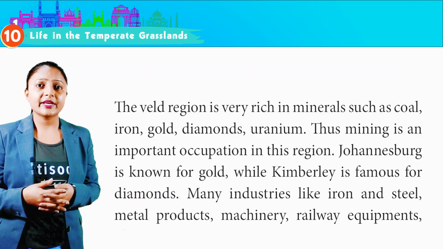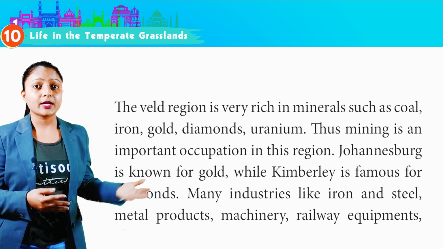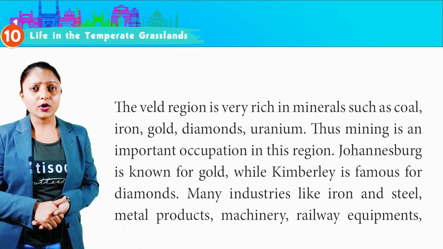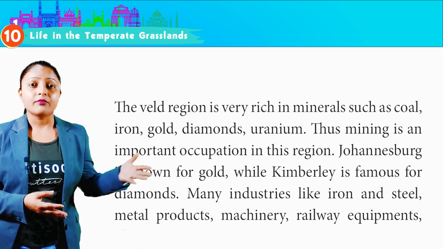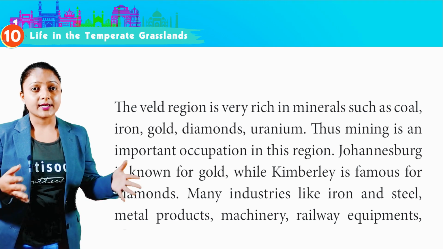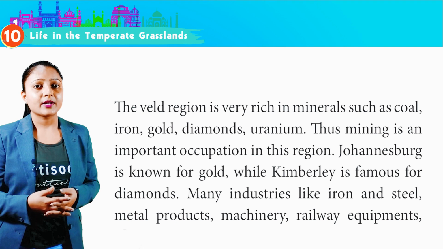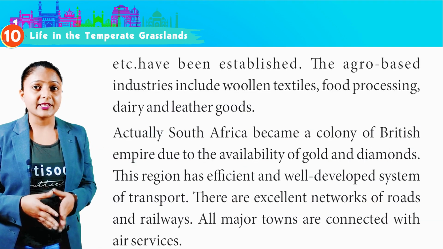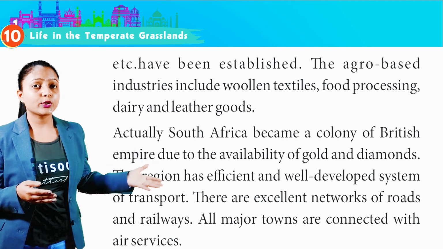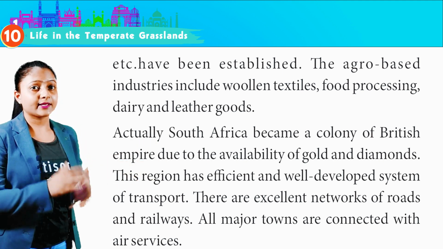The Veld region is very rich in minerals such as coal, iron, gold, diamonds, uranium. Thus, mining is an important occupation in this region. Johannesburg is known for gold, while Kimberley is famous for diamonds. Many industries like iron and steel, metal products, machinery, railway equipment, etc. have been established. The agro-based industries include woolen textile, food processing, and dairy and leather goods.